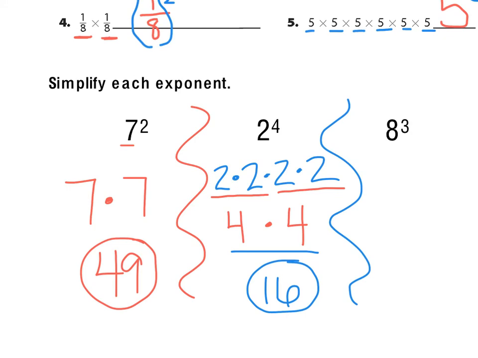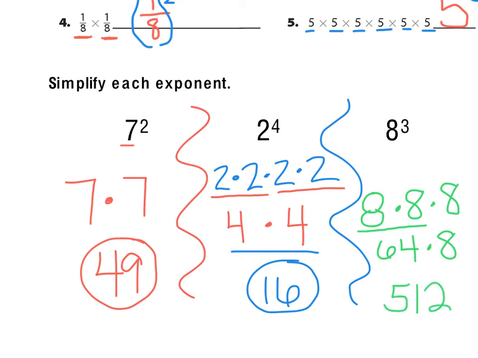Let's look at this last one here. We have 8 to the 3rd power, or 8 cubed. So I would write 8 times 8 times 8. And here I know 8 times 8 is 64. And now I have 64 times 8 is 512. Okay, so see how that's way bigger than 24? Make sure you're following the steps and getting your exponents right.